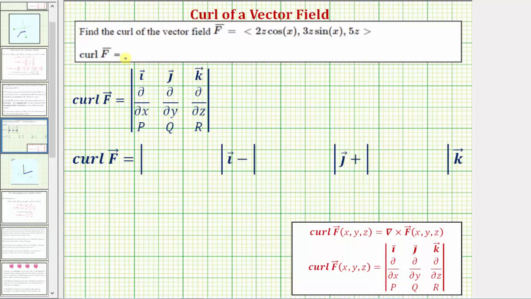Welcome to an example on how to find the curl of a vector field. The curl of a vector field can be expressed several ways. One way is to express the curl of the vector field f as del crossed with the vector field f, where del is a differential operator. So if we find this cross product, it would be equal to this 3 by 3 determinant, which again is equal to the curl of the vector field f.